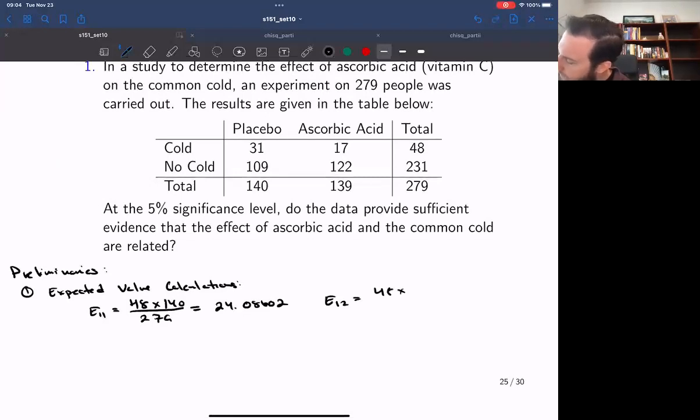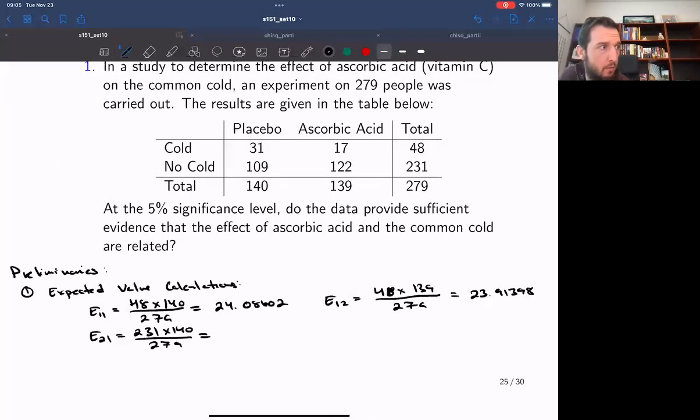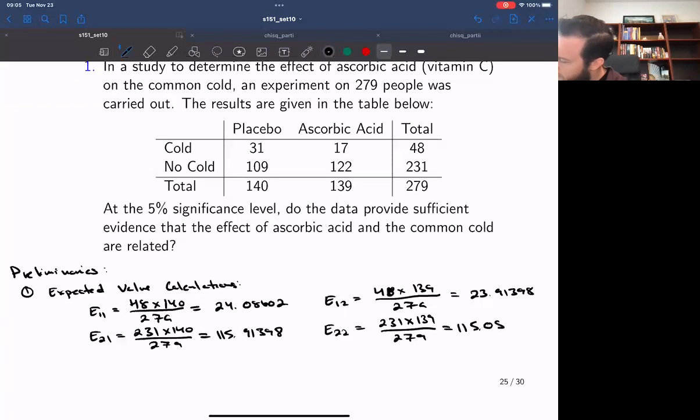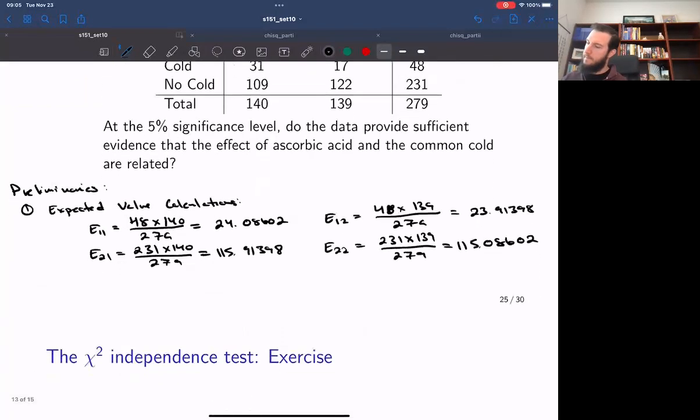Our second expected value is going to be 48 times 139 divided by 279, which is 23.91398. Our third expected value will be 231 times 140 divided by 279, which is 115.91398. Our fourth expected value is going to be 231 times 139 divided by 279, which is 115.08602. All right.